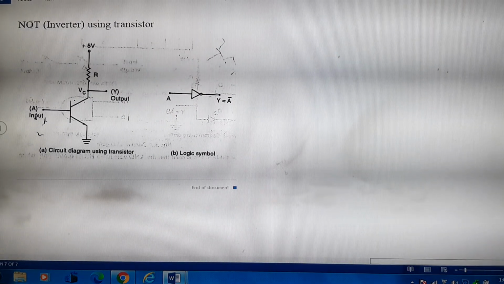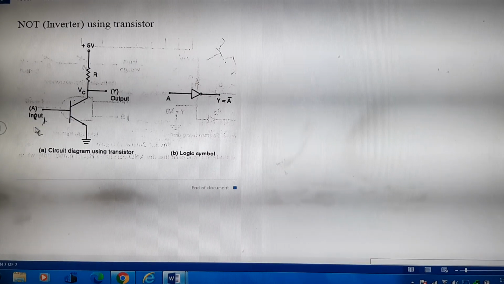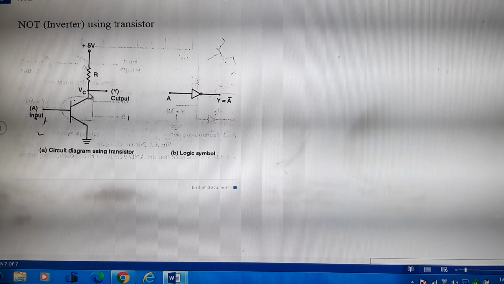Now this is the circuit for realizing an inverter gate using a transistor. So if your input is logic 1, your output is logic 0, and if your input is logic 0, your output is logic high.